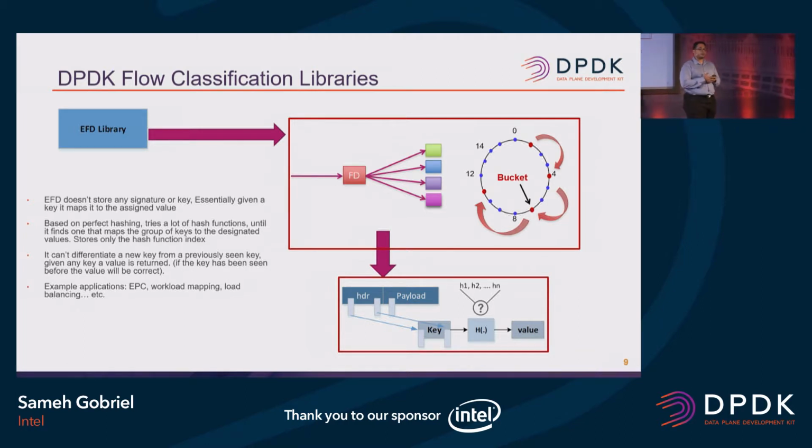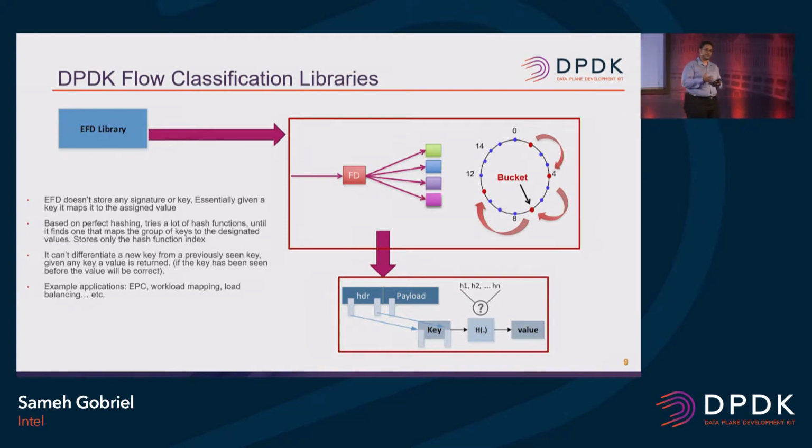What the library is doing is trying to find the perfect hash function that will map your key to this value. It will go into a loop of trying all kinds of different hashes until it finds one that will map this key to the correct, intended value, and then you store this hash function for this key. So you're only storing the hash function, you're not storing any signatures or any values. This is very compact, very concise. It will fit in the cache. It will scale to billions of flows.